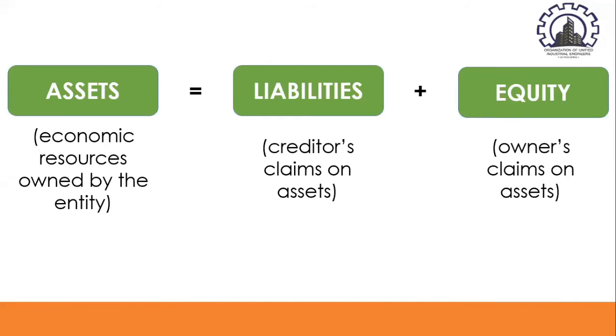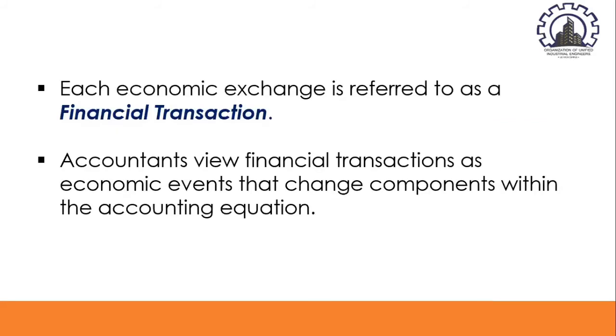Now, when financial transactions are recorded, the combined effects on assets, liabilities, and owner's equity are always exactly offsetting. This is the reason why the balance sheet always balances, and each economic exchange is referred to as a financial transaction. For example, when an organization exchanges cash for land and buildings, that's an example of a financial transaction. Another example would be incurring a liability in return for an asset.